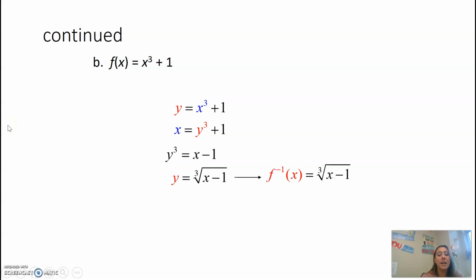And then to undo a cube, you use a cube root. So to undo any power, you use that power's root. Make sure the whole thing is underneath that root. We write it as y equals the cube root of x minus 1, which is the inverse of f of x is equal to the cube root of x minus 1. We can also do this one. Even though this function is not 1 to 1, we can find the inverse. And we want to rewrite it.